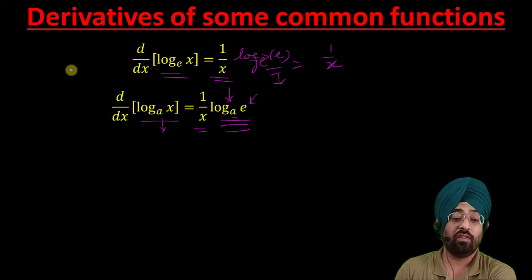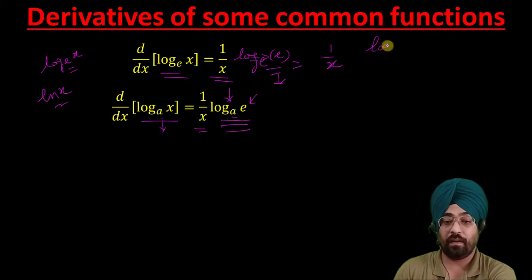Here, in addition to 1 by x, we have one more factor, log of e with base e. So it is the derivative of log of x with base e, which is also ln. This log x with base e can also be written as ln x. So the derivative of ln x is 1 by x.